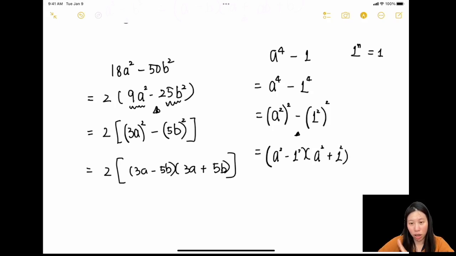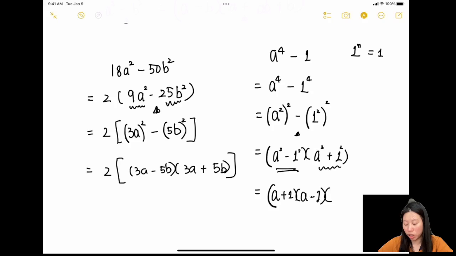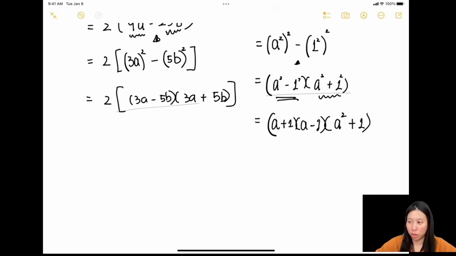Okay, we don't have the sum of squares, right? We don't have that special product. So this is the simplest form for that factor. But here, you can continue to factor a squared minus 1 as a plus 1 times a minus 1, and then times a squared plus 1.